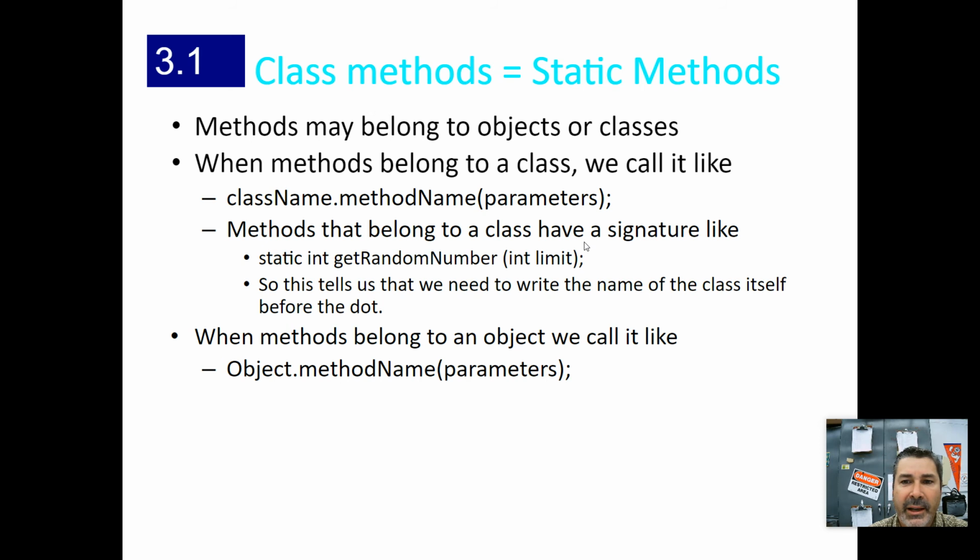Methods that belong to a class have a signature like this. We're going to look at this: static int getRandomNumber(int limit). It says the word static at the beginning, then the return type, then the name of the method, then the parameters. This tells us that we need to write the name of the class itself before the dot.